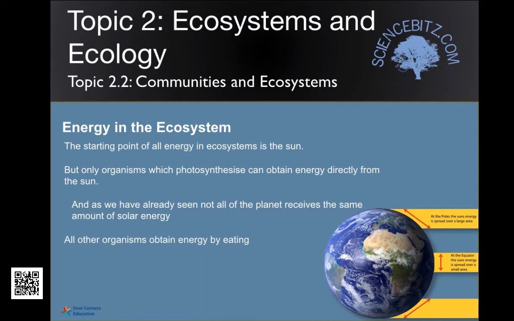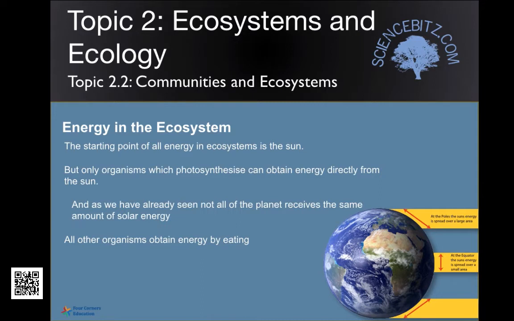So if the starting point for all energy in the ecosystem is the sun, therefore it's only organisms that can utilize this energy that have the immediate direct bearing on all of the other energy in ecosystems. So only organisms that can photosynthesize can obtain their energy directly from the sun. There are some organisms that can use chemicals directly, and they're called chemoautotrophs. But there aren't many species that can do that, and most of them are found very, very deep in the oceans.